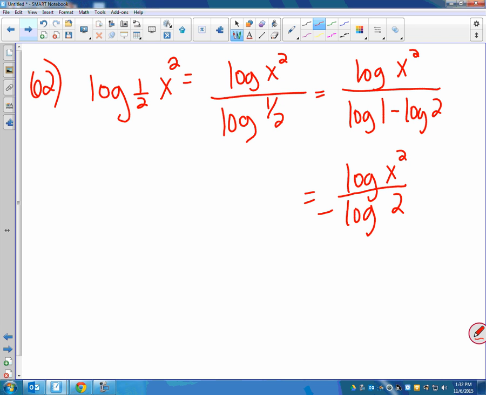But again, all of those are log base 2. So now I'm going to go backwards, back to the original form. But now my base is 2, not 1/2. So now I still have that negative sign out there. And I could write that as log 2.